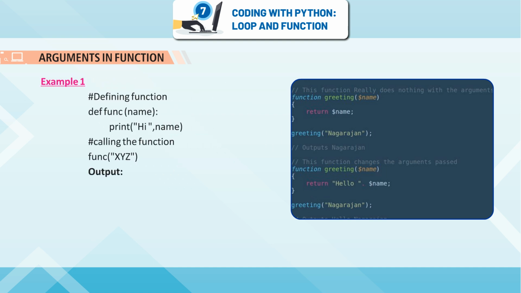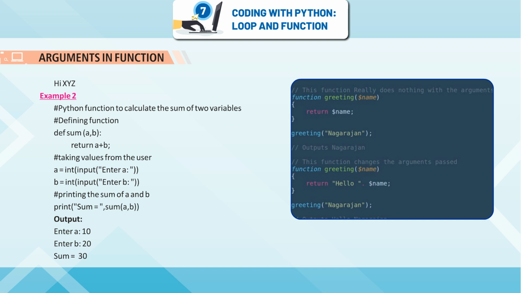Example 1. # Defining function. def func(name): print("Hi", name). # Calling the function. func("xyz"). Output: Hi xyz. Example 2. # Python function to calculate the sum of two variables. # Defining function. def sum(a, b): return a + b. # Taking values from the user. a = int(input("Enter a: ")), b = int(input("Enter b: ")).